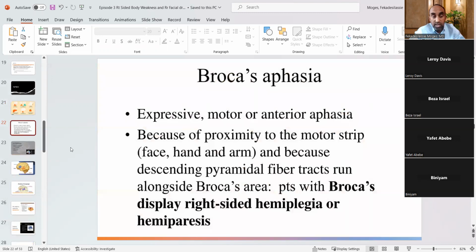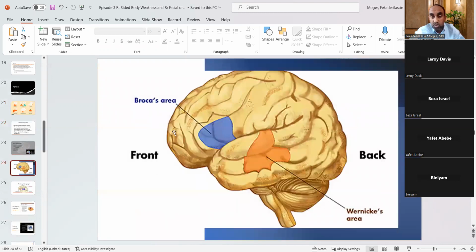Broca's aphasia, you know what it is. So Broca's aphasia is motor aphasia. This is the Broca area, so it's found in the frontal lobe. If it is involved, then you will have motor aphasia. The Wernicke area is the sensory area, in the temporal lobe. You can see this is the temporal lobe, and it affects the sensory or comprehension part of language. So if only this is affected, it's going to be sensory aphasia.